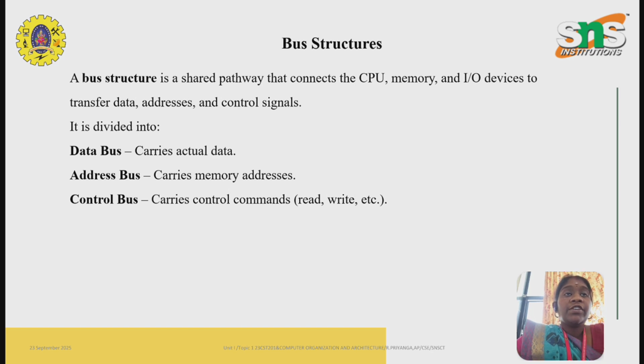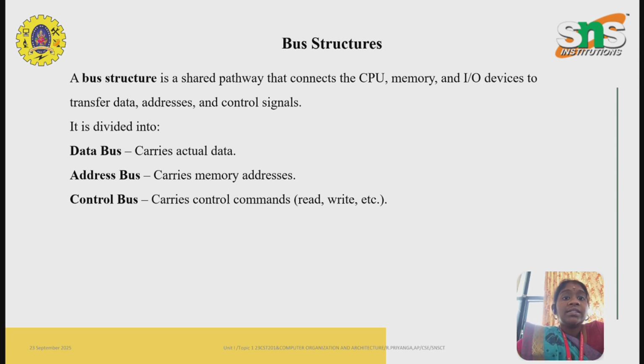Now in detail. First, the data bus transfers the actual data between the CPU, memory and input-output devices. It is bidirectional, that is, data can move both ways. The size, that is the number of bits of the bus, decides how much data can be transferred at once. For example, 32-bit or 64-bit.